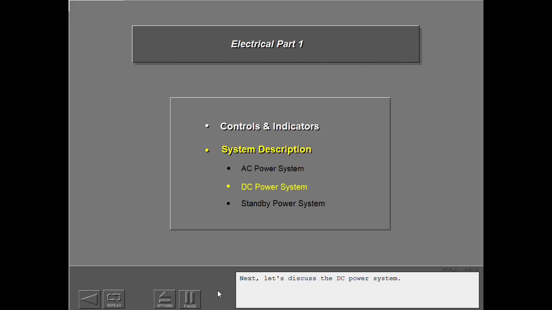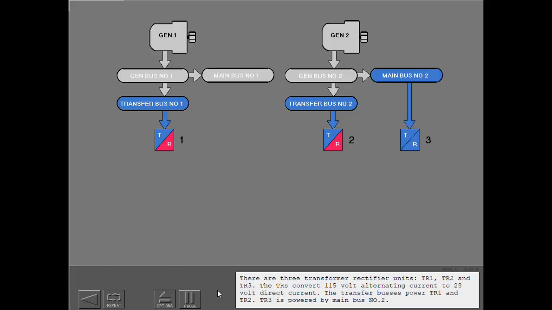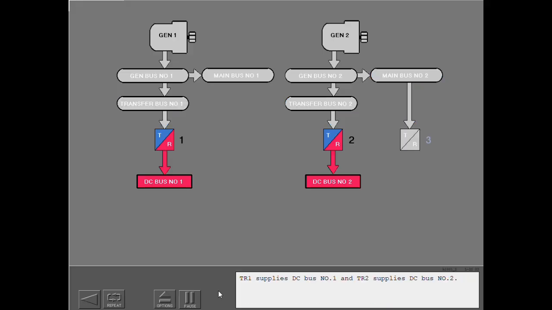Next, let's discuss the DC power system. There are 3 transformer rectifier units, TR1, TR2, and TR3. The TRs convert 115-volt alternating current to 28-volt direct current. The transfer buses power TR1 and TR2. TR3 is powered by main bus number 2. TR1 supplies DC bus number 1, and TR2 supplies DC bus number 2.